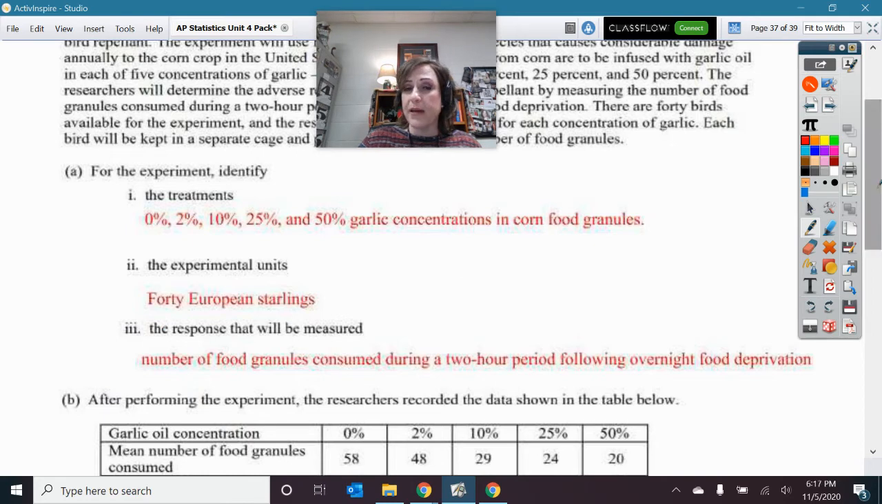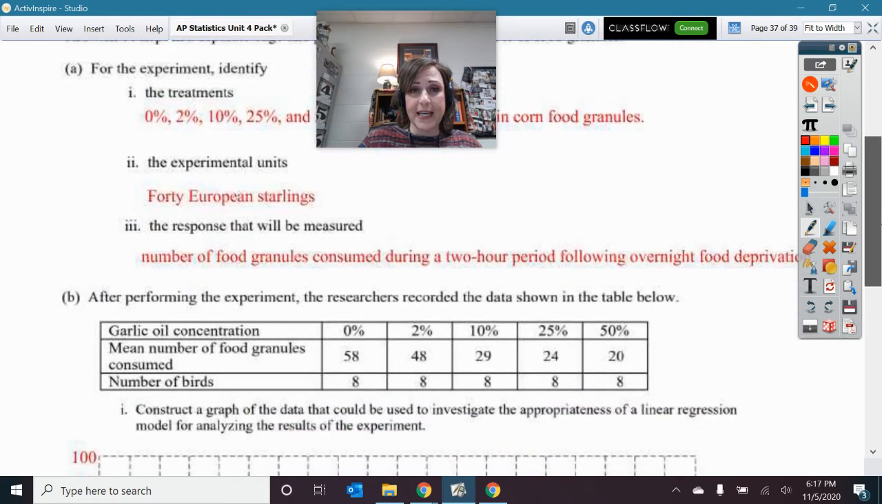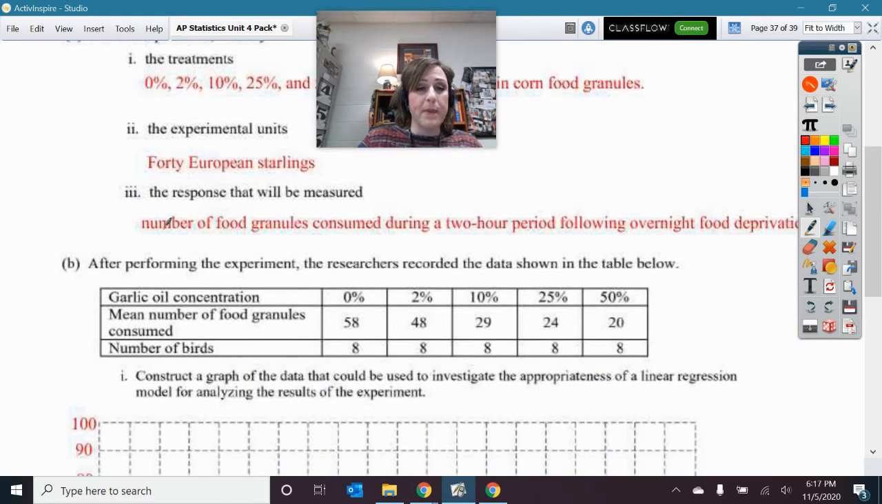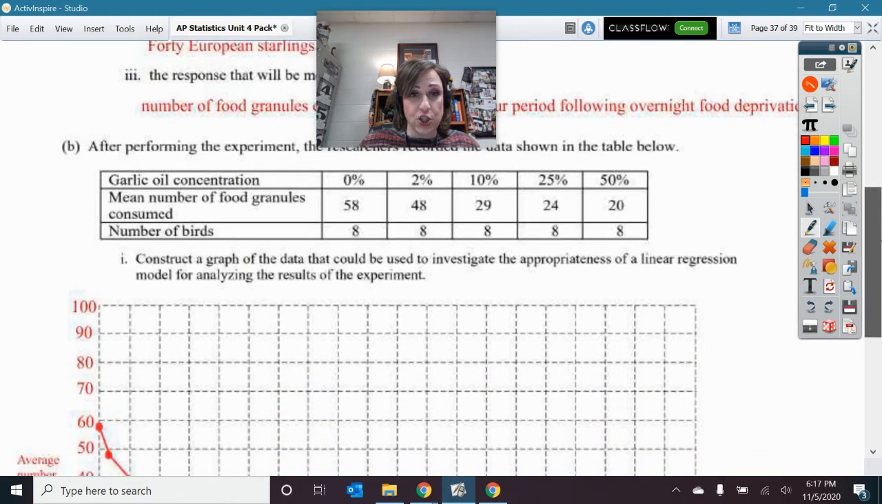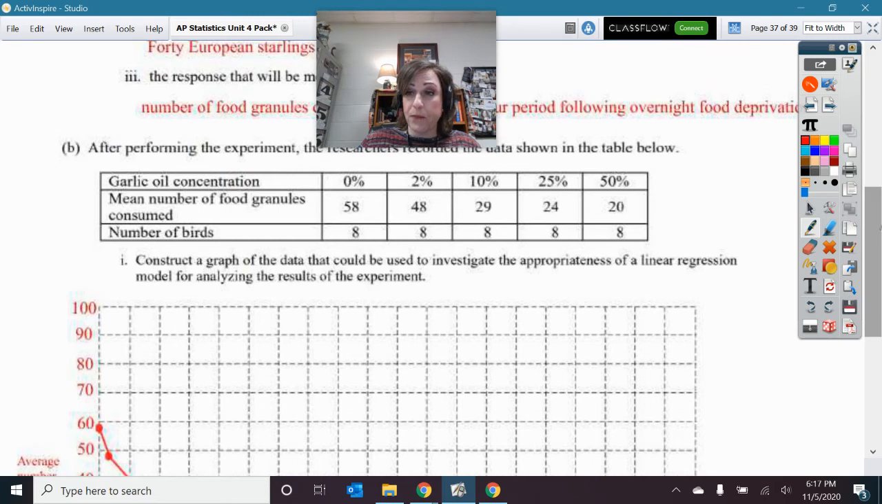What response is being measured? So, how are you going to tell what happened? Well, we are measuring the number of food granules that the birds consumed during that 2-hour period after they had been deprived of food. And so we were going to see if that made a difference in what they consumed. So here's our data.